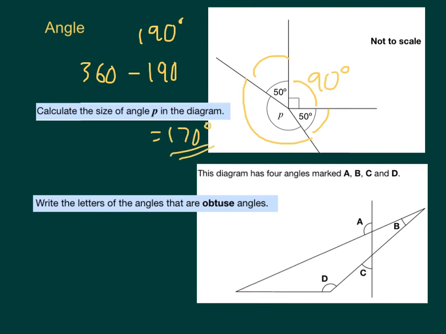And of course the obtuse angles are all the angles that are more than 90 degrees and less than 180 degrees. So that one's an acute angle, that one's an acute angle less than 90 degrees, that leaves angle A and angle D.